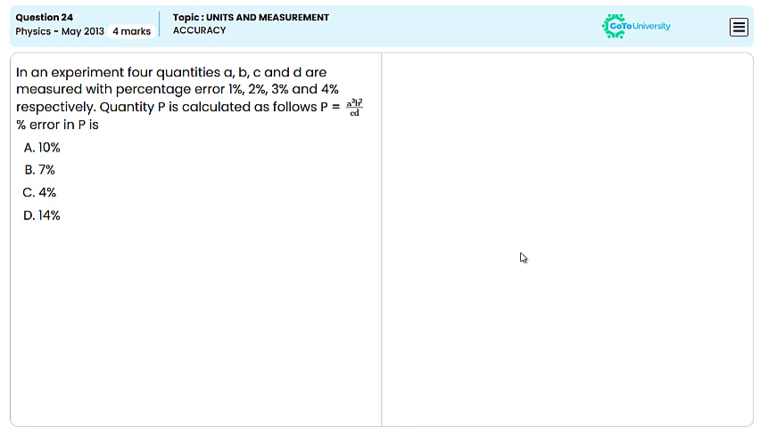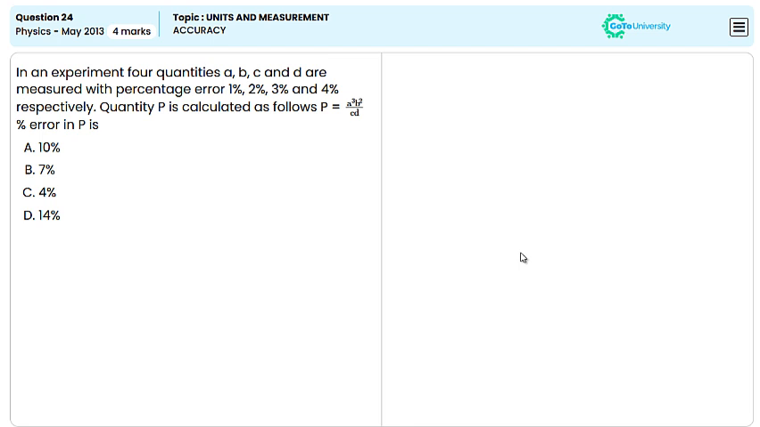In an experiment, 4 quantities A, B, C, and D are measured with percentage error 1%, 2%, 3%, and 4% respectively. Quantity P is calculated as P is equal to A cube B square by CD. Then what is the percentage error in P?